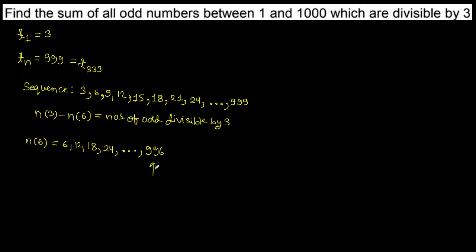So this is 6 into 166. So n3 is 333 minus 166, which is equal to 167. Total number of terms is 167. Okay.